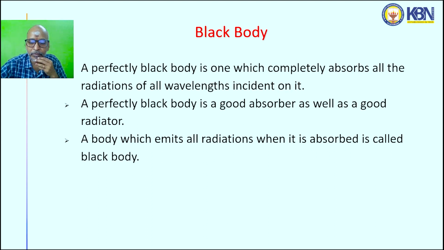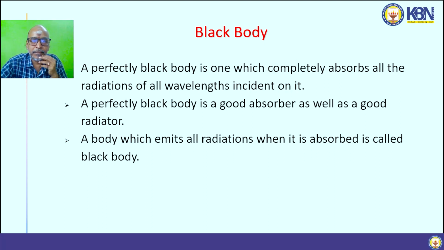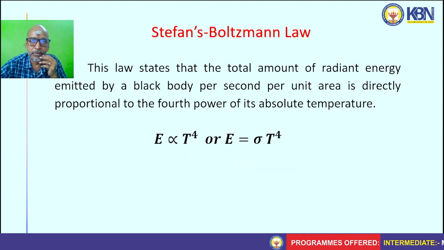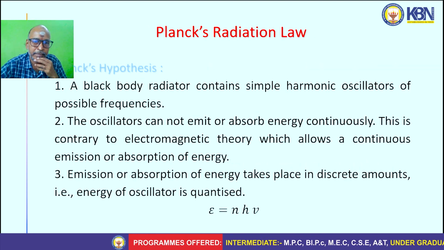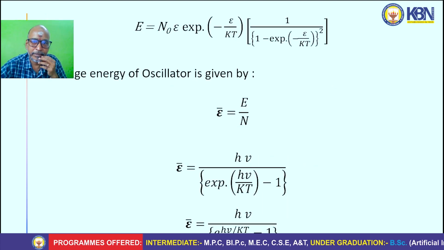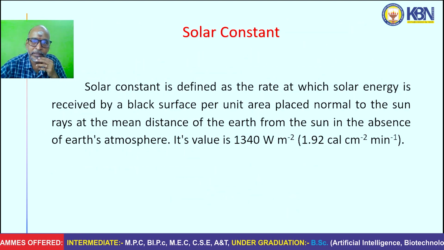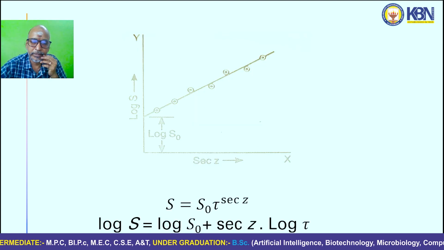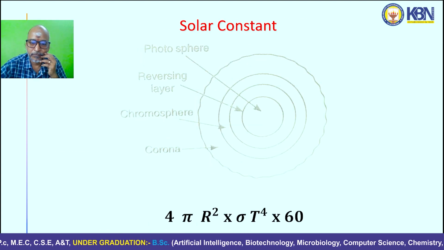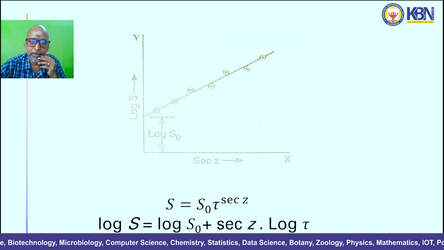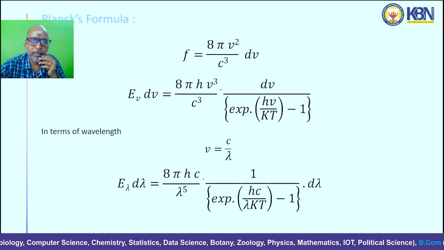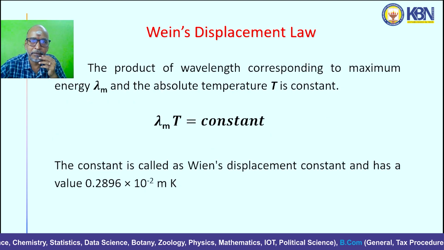In this class, we discuss topics like Kirchhoff's law, Stefan-Boltzmann's law, Wien's displacement law, and Planck's radiation law and its derivation, and the parameters, the solar constant, how it is determined, and the calculation of the temperature of the sun. Briefly, these topics will be discussed in this class. And first of all, we start with the black body.